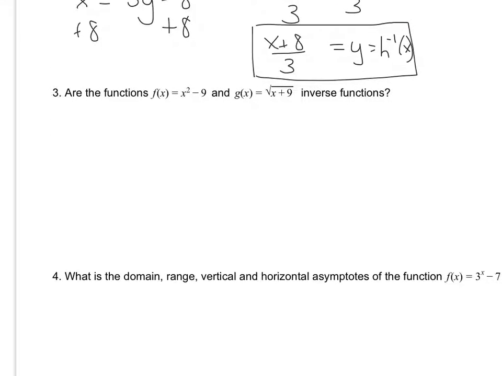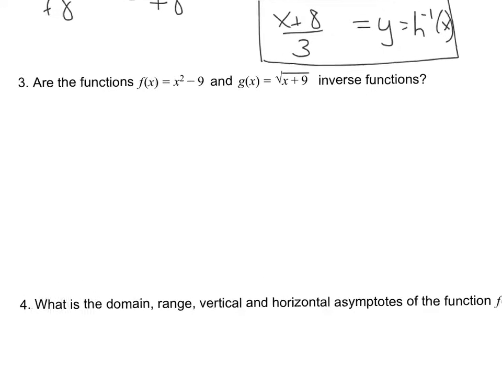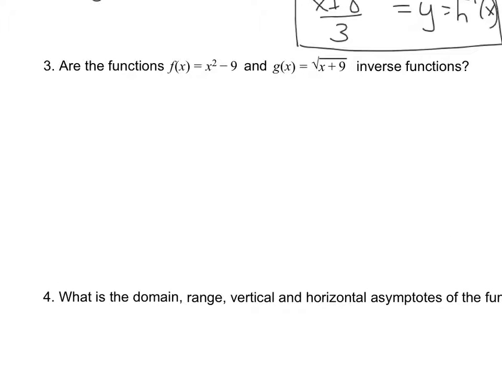All right, let's look at number 3. Number 3 says, are the functions f of x and g of x inverse functions? Well, we know things are inverse functions if their compositions, f composed with g of x and g composed with f of x, are the same and they both have to equal x. So if they don't just give you x, either one of them, then it is not an inverse function.